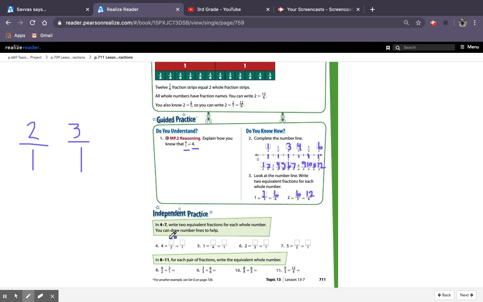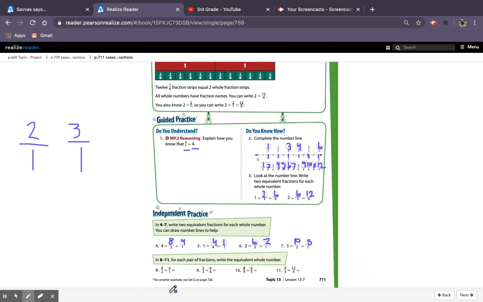So 4 is equal to 8/2 and 4/1. 1 is equal to 4/4 and 1/1. 2 is equal to 6/3 and 2/1. And 5 is equal to 10/2 and 5/1.